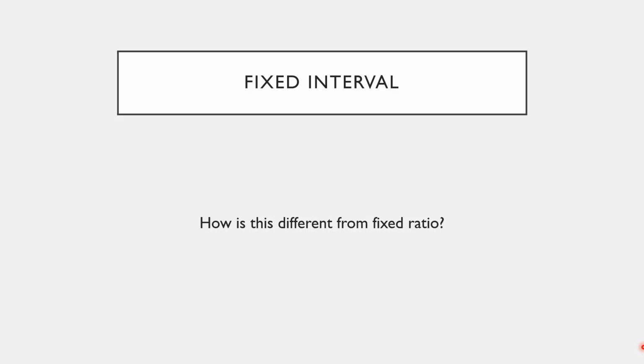Hopefully, your definition of fixed ratio and fixed interval focused on that shared fixed aspect, meaning that either the number of behaviors or the amount of time is set. It doesn't change, we always know what it is. The difference here is that fixed ratio is based off of a number of behaviors, while fixed interval is based off of a period of time.